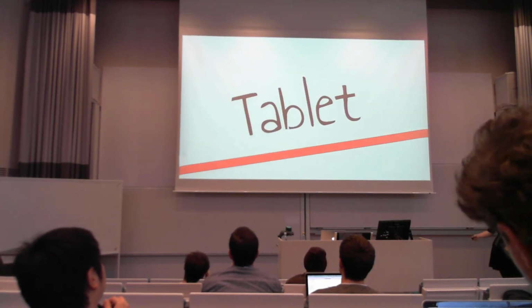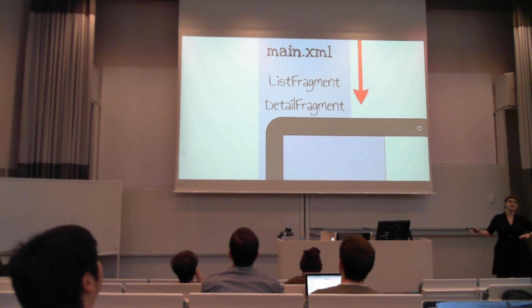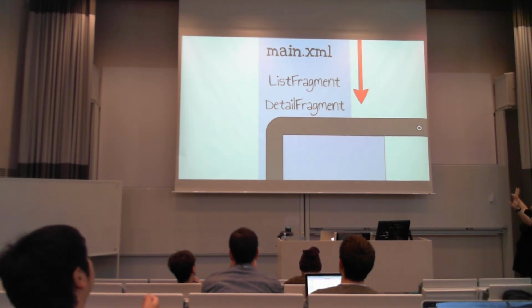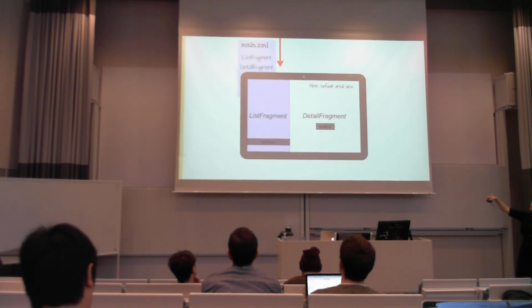So here we're going to go to the tablet flow first. In this case, it's going to pull up our main XML. We're going back to the first code example there. Oh, sorry, no. This one's separate. 1 and 3 are related. This one is different. This is just the matching details. But we have a list fragment and a detail fragment.